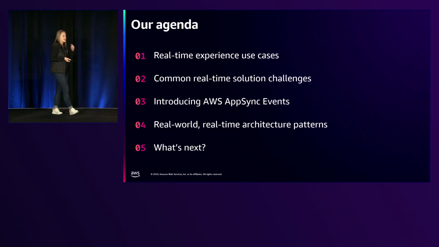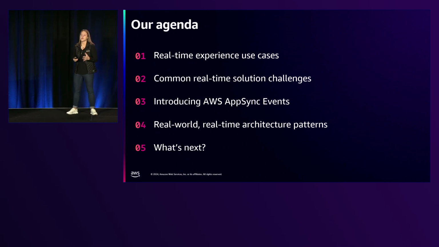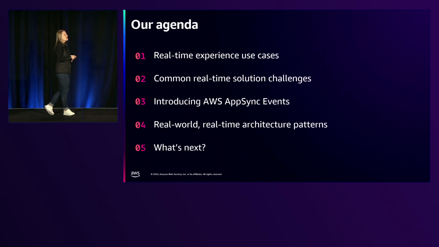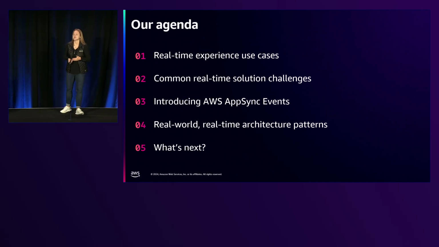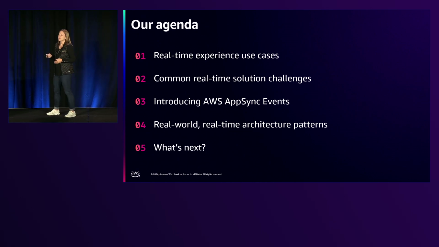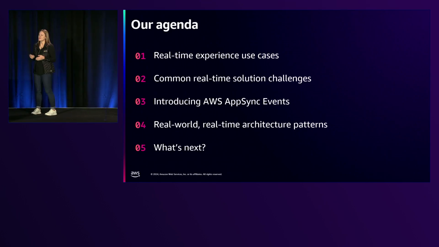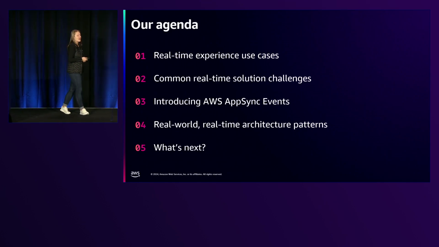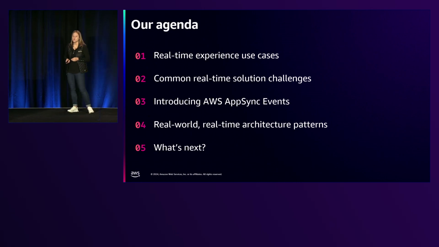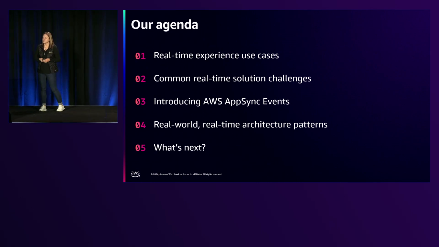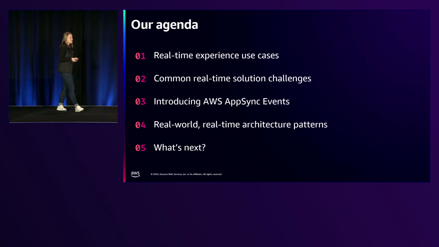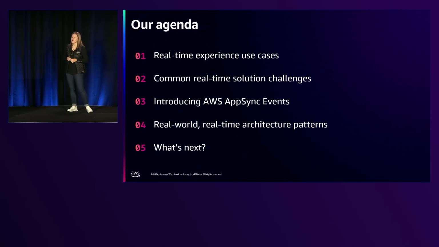This is what we've got for you all today. We'll start by talking about real-time experience use cases. This might be helpful for some folks who are thinking about how they might build real-time into applications. This will hopefully spark some ideas for you of where we're seeing our customers build real-time today. And we'll talk about some of the common challenges with the existing solutions around real-time, and some of the limitations that exist. Then we'll roll into AWS AppSync Events, which is a relatively new launch within the AWS AppSync world. And then I'll hand it over to Bill to talk us through some real-world, real-time architecture patterns, as well as what's next. We've got some live demos for y'all today as well, which should be super fun. So make sure you have your phones ready to scan a QR code as we go through today.